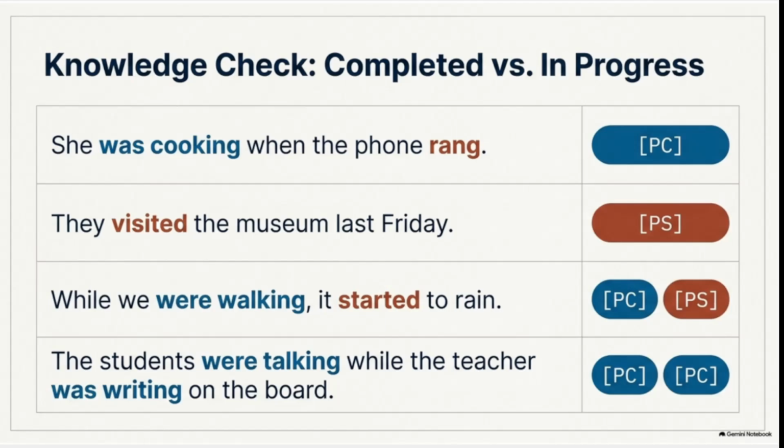Now look at the second sentence. They visited the museum last Friday. The words last Friday tell us that the action happened at a finished time in the past. So we use the past simple. They visited the museum last Friday.